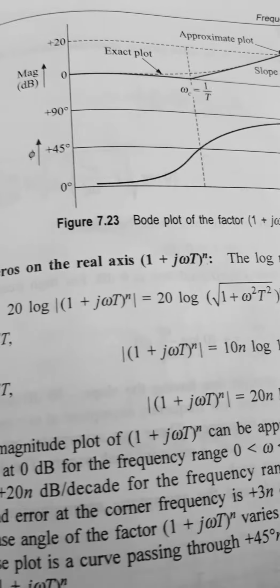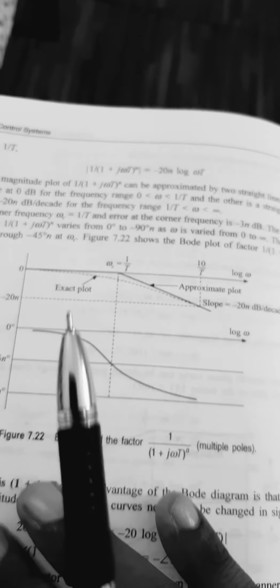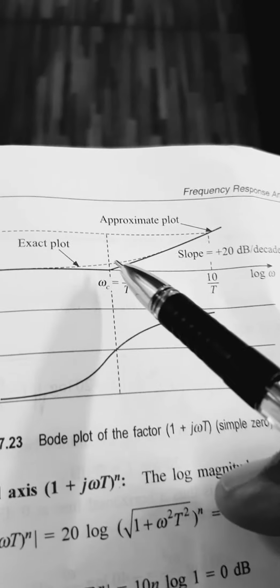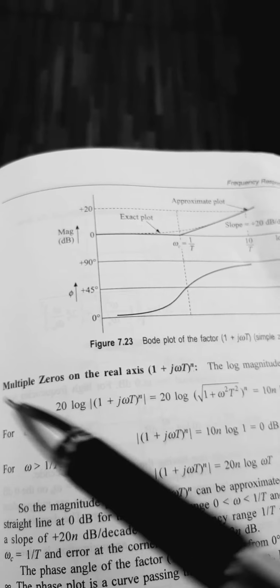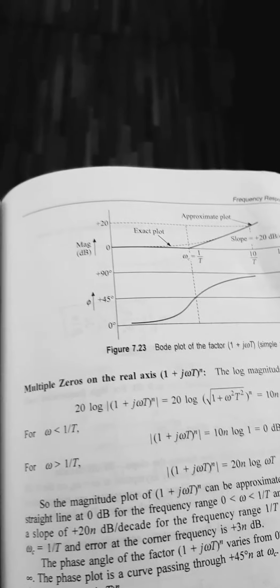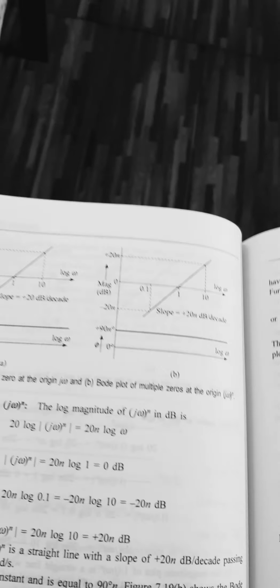Here also, in all terms like 1 plus j omega T, or (1 plus j omega T) raised to n, only in that case is there a change in the graph and a corner frequency. Otherwise, if it is simply 1 by j omega T without any plus 1 term, there is no change in the graph, so there won't be any corner frequency.